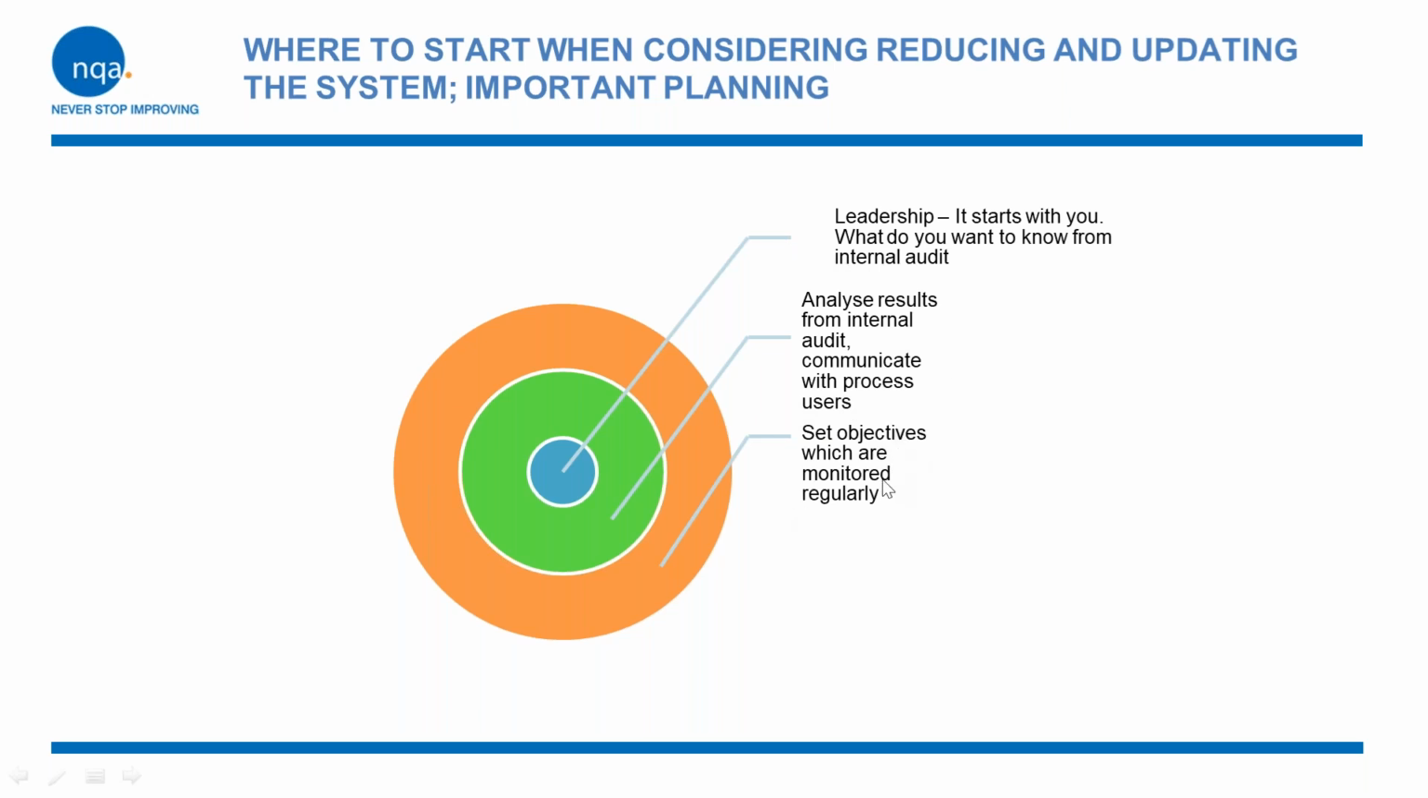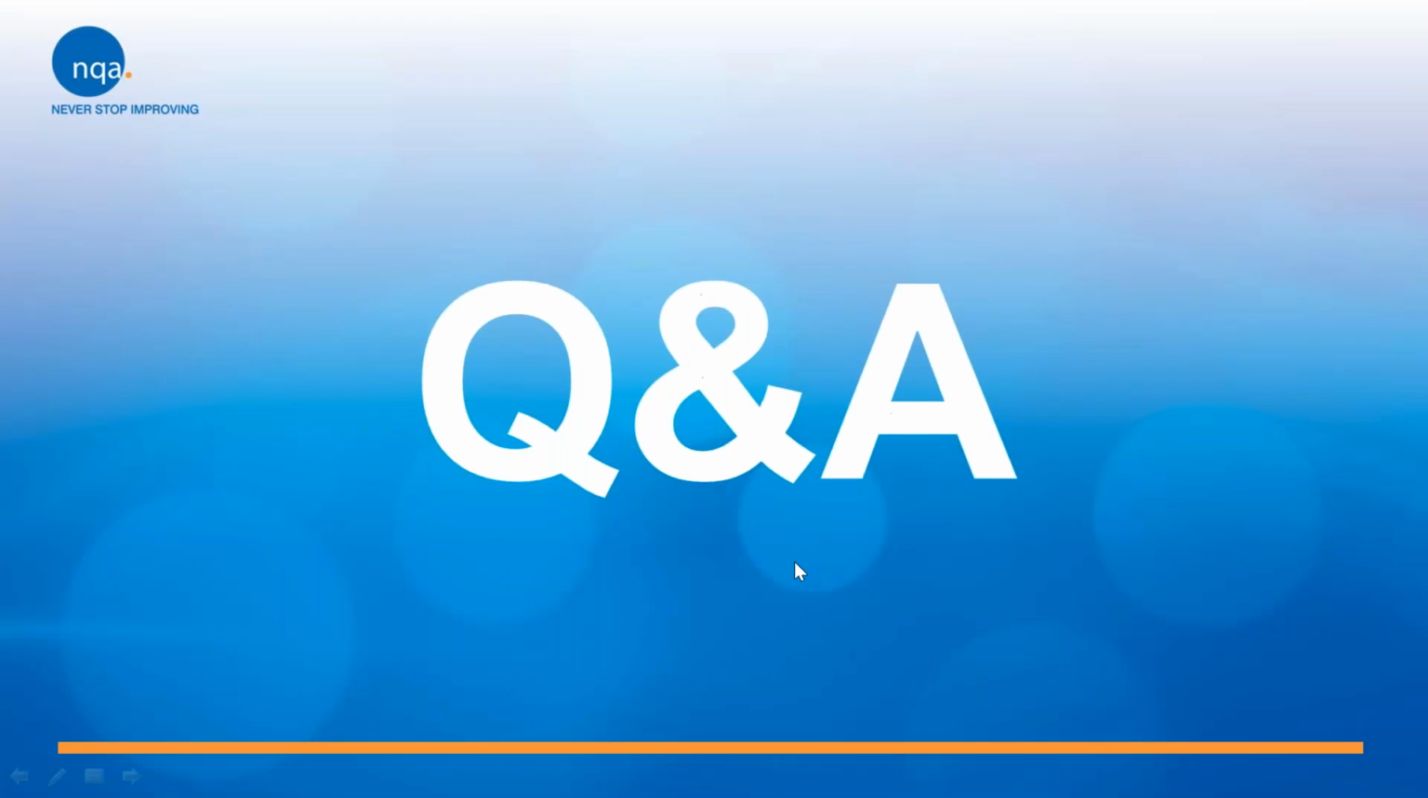Next, you need to set objectives which are monitored regularly, okay? So we might find we've removed something vital by accident, and that's okay, because as long as we're analysing it and everybody's communicated with the process users, we can actually see, have the objectives been achieved?